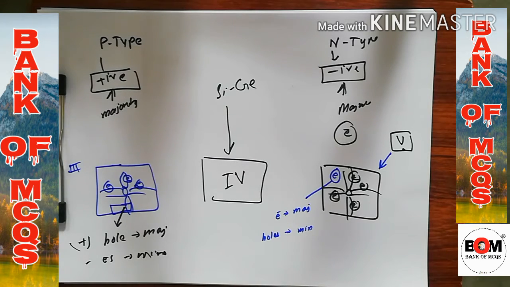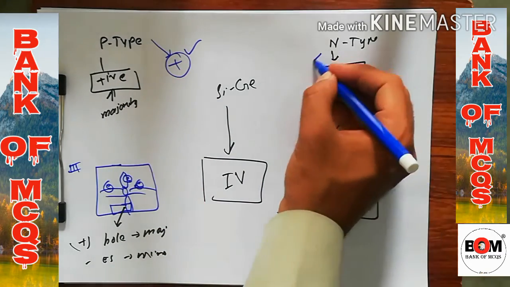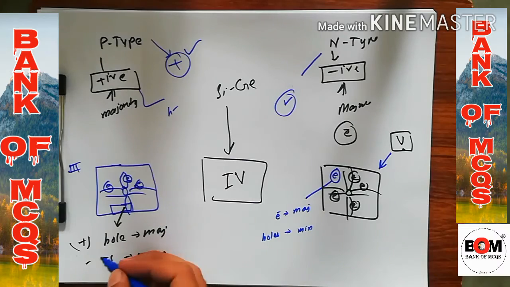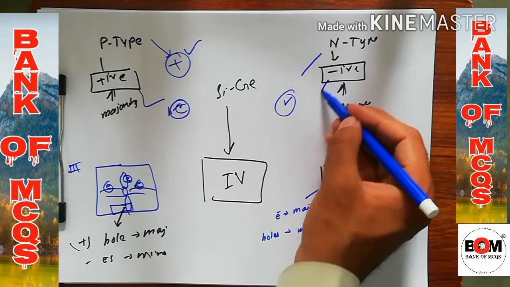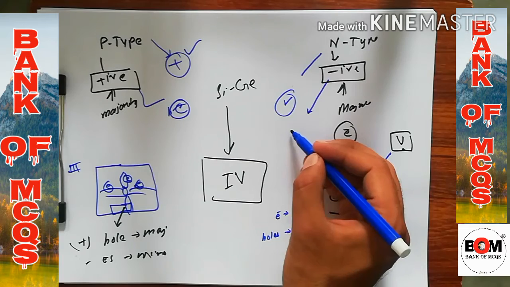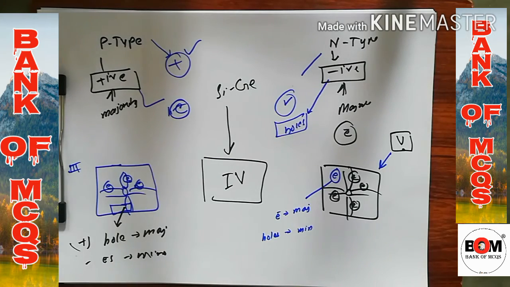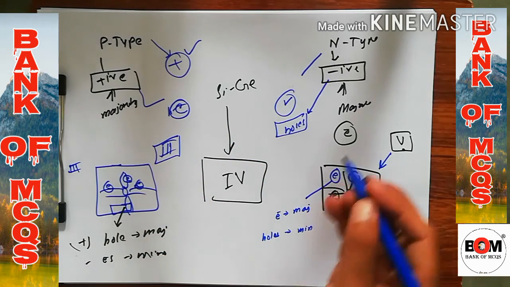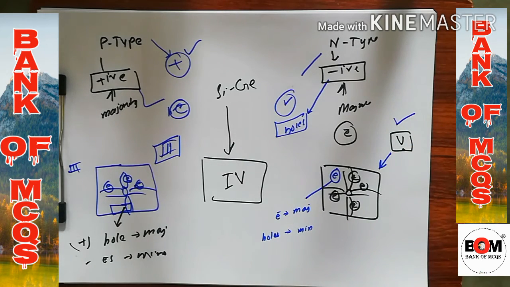So the possible MCQs that came in ETA are: P type has majority of what? Positive charge. N type has majority of what? Negative charge. P type has minority of what? Electrons. Or P type has majority of positive charge and electrons in minority. N type has majority of electrons and minority of holes. And the next MCQ that came in ETA is that P type can be made by replacing a group 4 element with a period 3 element, because group 3 has one electron less. And N type can be formed by adding a dopant of the fifth group. So these were the possible MCQs for N and P type.